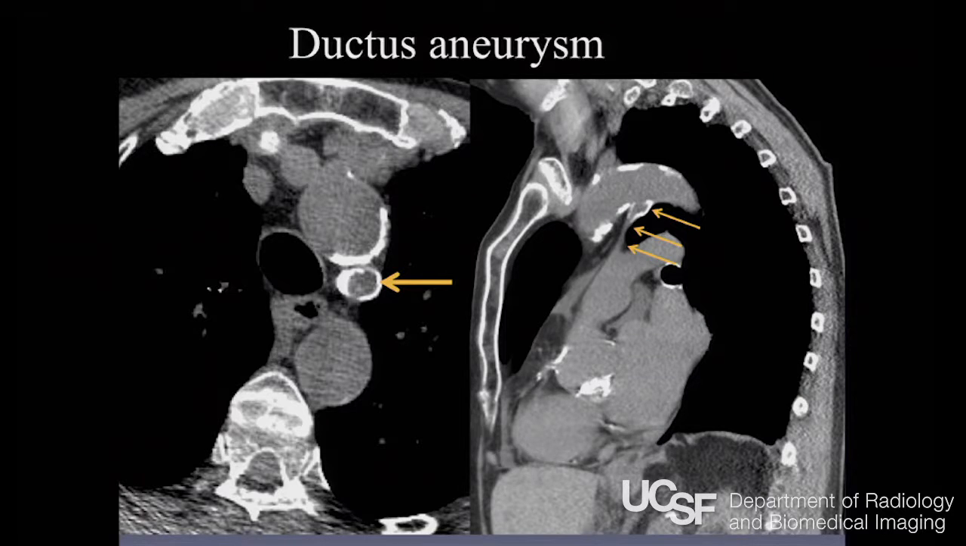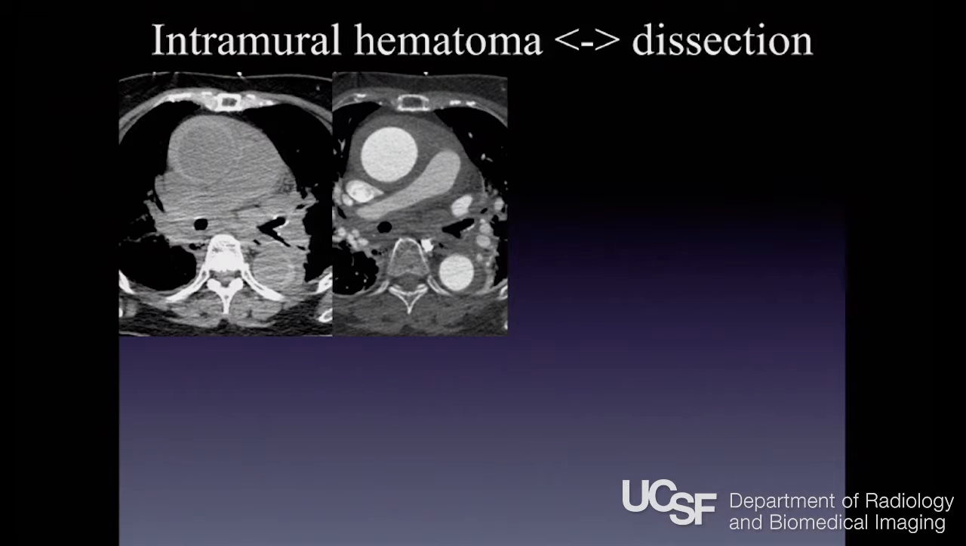This is the one exception to saccular aneurysms equal pseudoaneurysms. This is the ductus aneurysm. And we know it's this because it's in its typical location. Of course, you can make the argument that trauma commonly occurs here too, but usually you can tell the difference by history. Okay, so that's aneurysms, pseudoaneurysms.